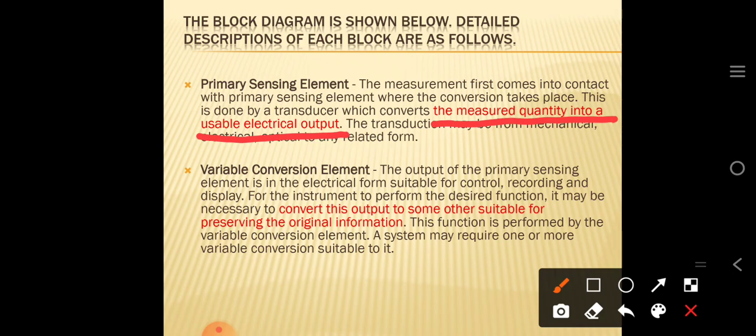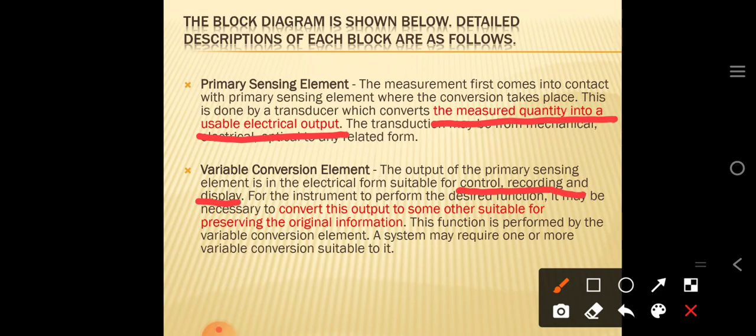Then the second one is the variable conversion element. The output of the primary sensing element is in the electrical form, suitable for control, recording and display. The signal is suitable for control, recording and the display. So this signal is given to the next block. Before that, we will see the function of this conversion element.